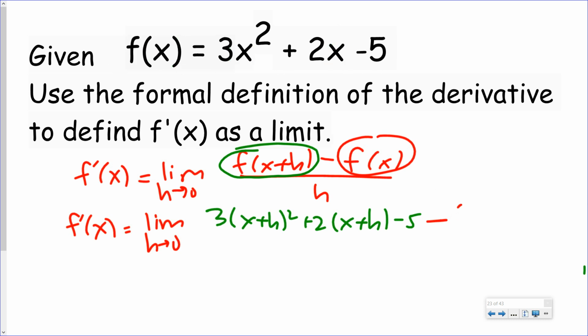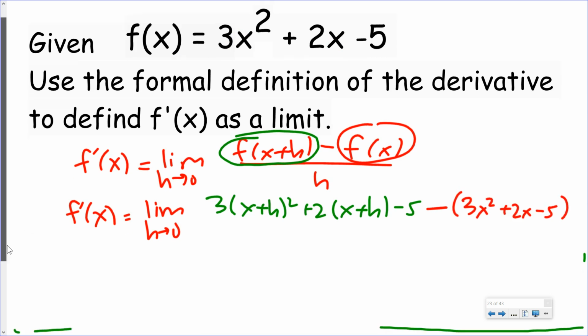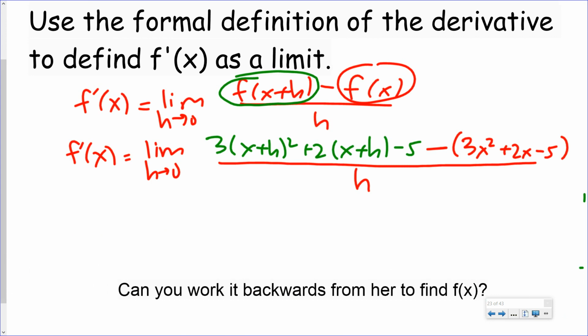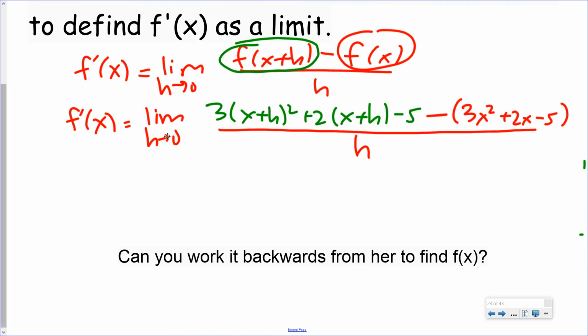So what is f of x? This whole thing. Make sure you put the parentheses. If you don't, all you'll be doing is subtracting the 3x squared, and that's not really what you want. This is all over h. If you wanted the derivative of this function, 3x squared plus 2x minus 5, you would solve this limit. Everybody good with that? We've done these limits before. If you plug in h, trust me, you're going to get 0 over 0.